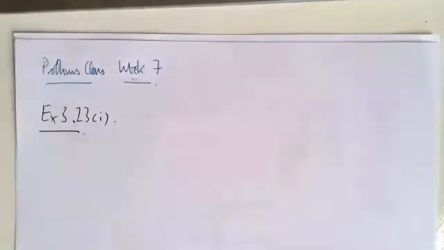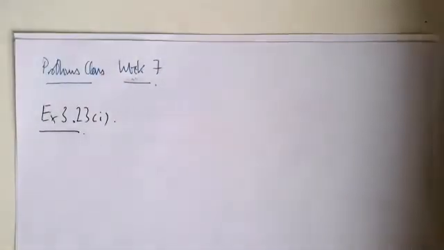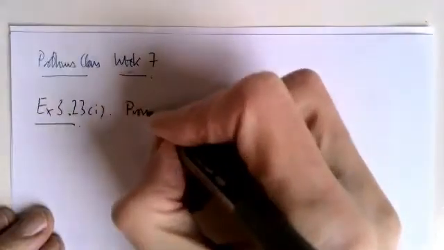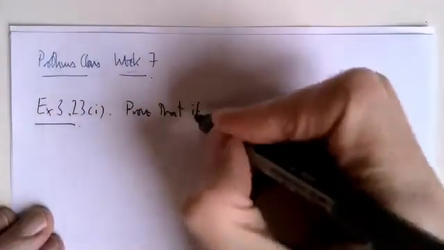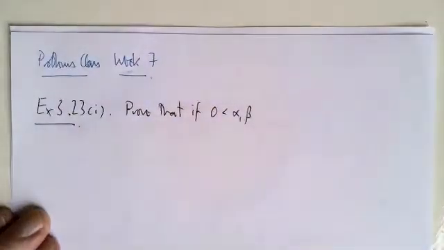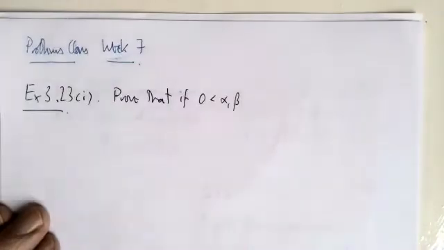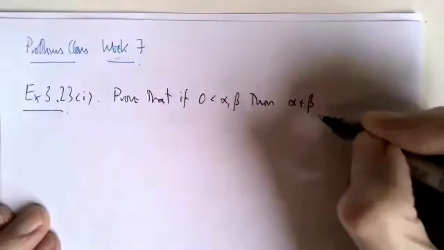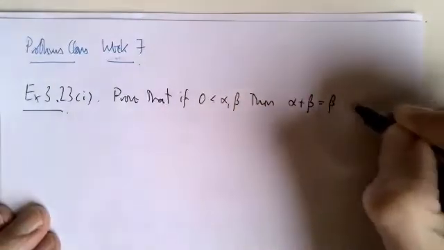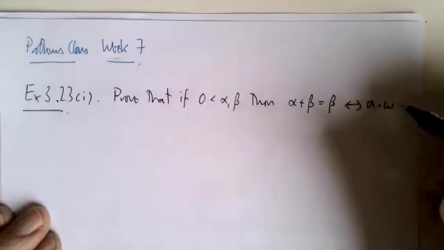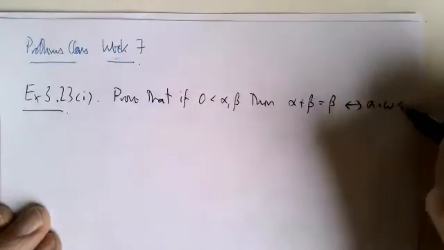So this was one of those I asked you to do. Prove that if you've got non-zero alpha and beta, then alpha plus beta equals beta if and only if alpha times omega is less than or equal to beta.